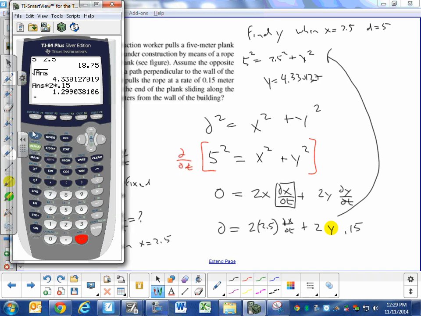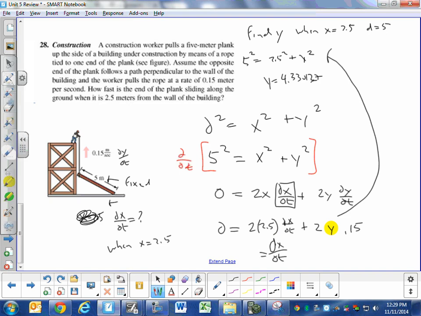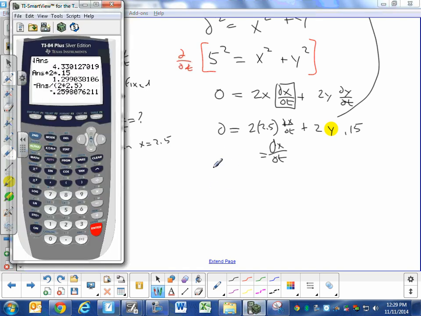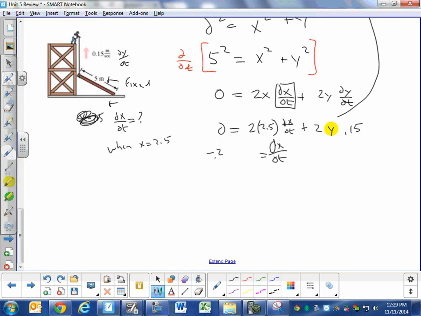So I'd get the opposite of my answer divided by 2 times 2.5. And we get negative 0.2598, which is great. Since it's moving to the left, my dx/dt should be negative 0.2598. Okay, all Pythagorean theorem. Plug in your fixed values, then use the Pythagorean theorem to replace your missing information.